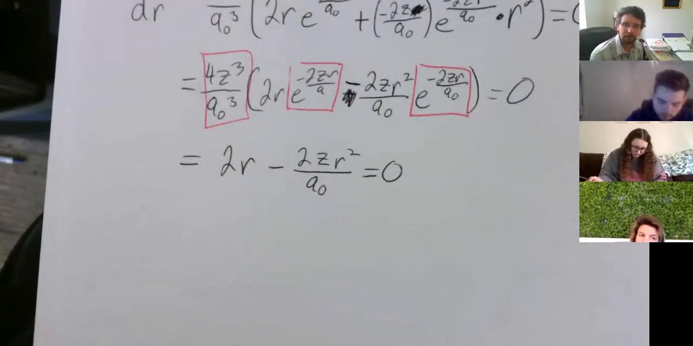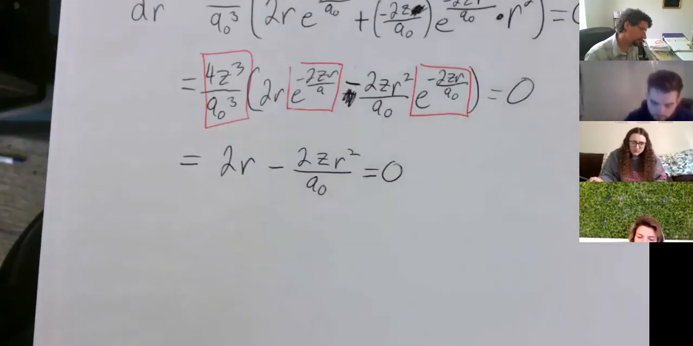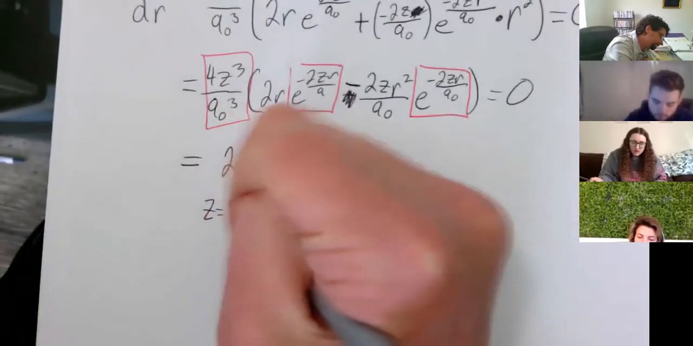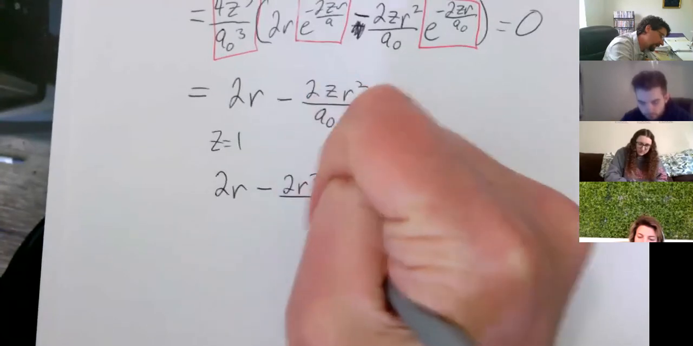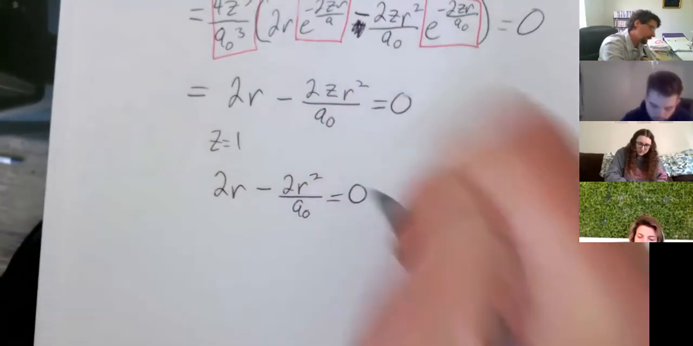Anything else we can do? Z can be plugged in as 1, right? Because we're dealing with a hydrogen atom. Yes, so Z is equal to 1. So now we're left over with 2R minus 2R squared over a naught is equal to 0.